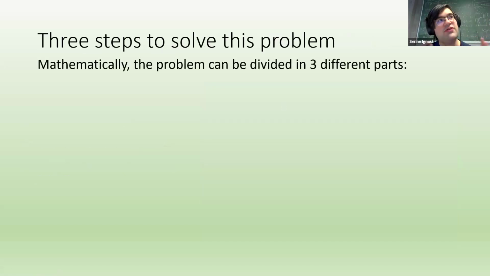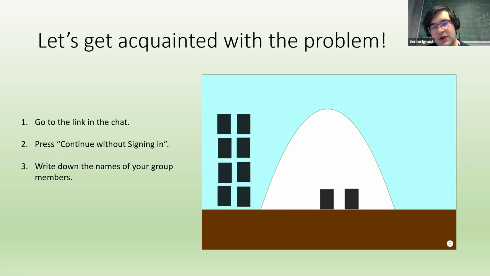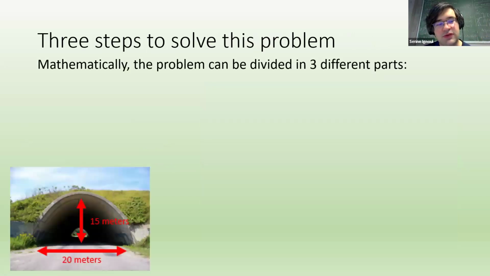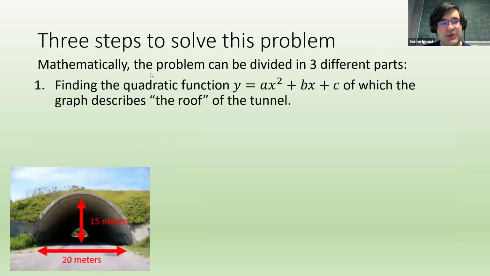You want to discuss the parabola, but at this point, we don't know what the parabola is yet. We have a tunnel, we have some measurements, but we don't know what the equation of the parabola is. So the very first step is we have to find the quadratic function of which the graph describes a parabola that is the roof of the tunnel.